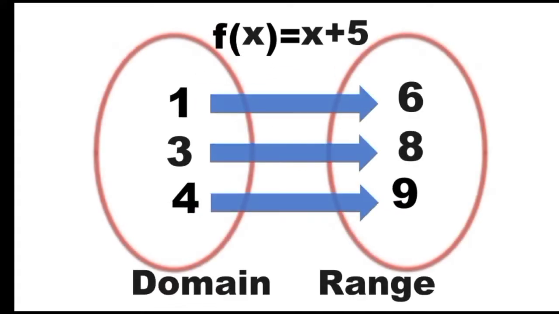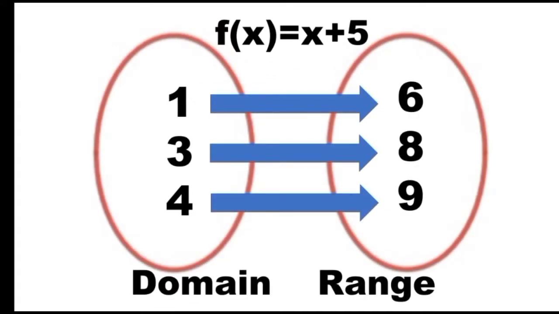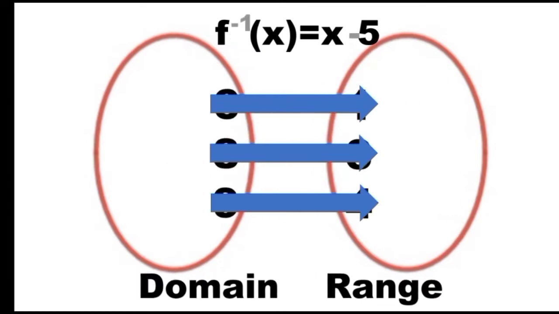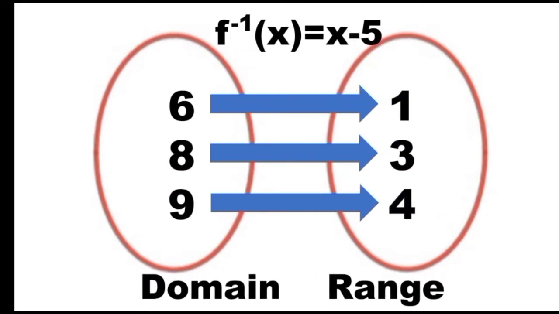Let's compare the mapping of f of x equals x plus 5. Here we can see the domain and range are just interchanged when it comes to the inverse function equals x minus 5. In the inverse function, the values of the domain are 6, 8 and 9, while the values of the range are 1, 3, and 4.